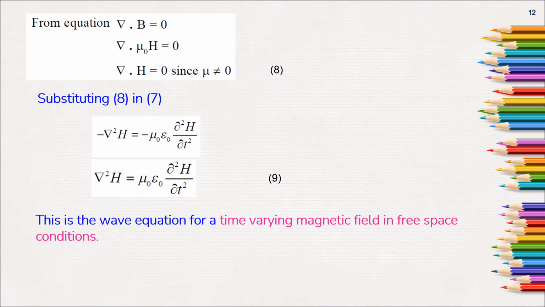So what I have, del dot B, this is Gauss law for magnetic field. Del dot B is equal to 0. Del dot mu naught H is equal to 0. Since mu is not equal to 0, we have del dot H is equal to 0. Now I substitute 8 in equation 7. So what I get? Minus del square H is equal to minus mu naught epsilon naught into dou square H by dou t square. Or this minus sign gets cancelled and I have del square H is equal to mu naught epsilon naught into dou square H by dou t square. And this is the wave equation for time varying magnetic field in free space conditions.